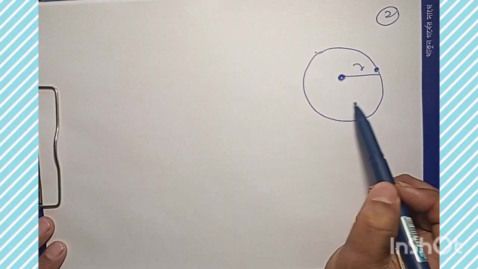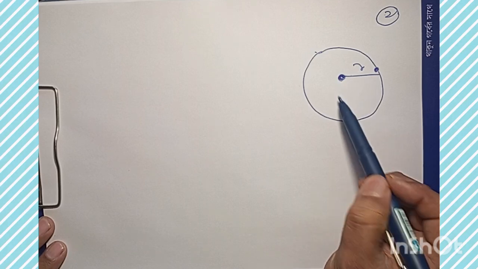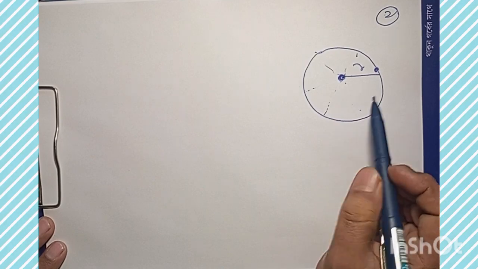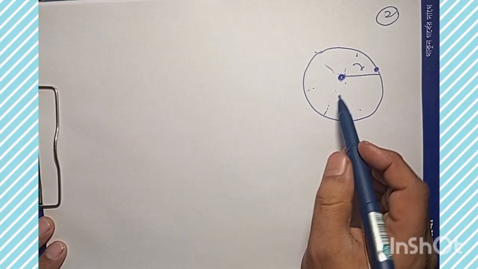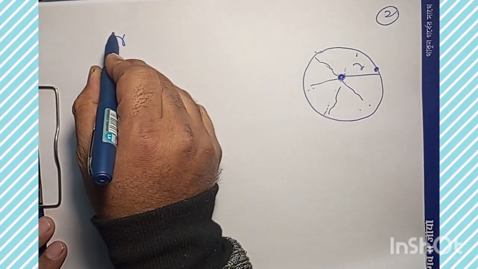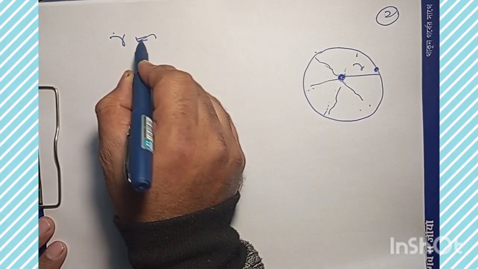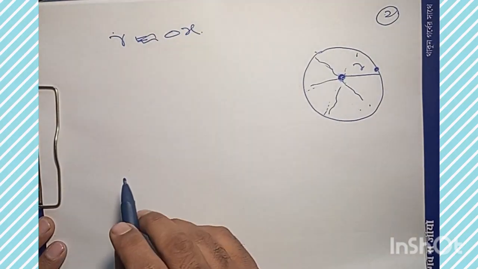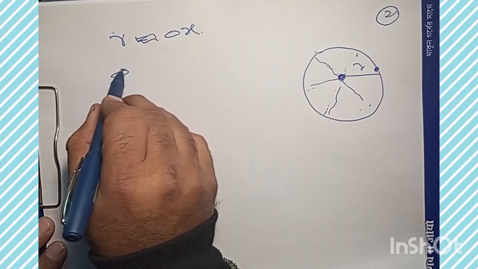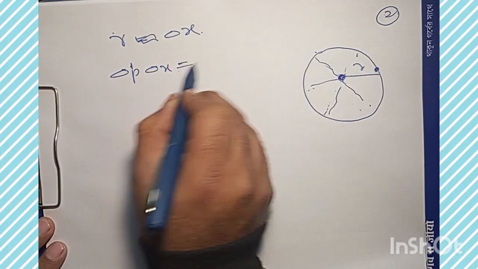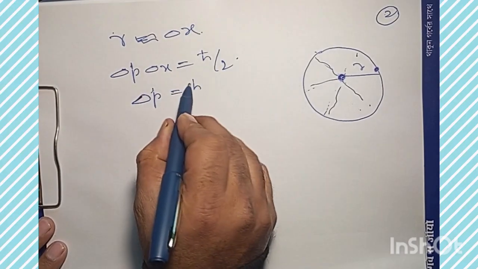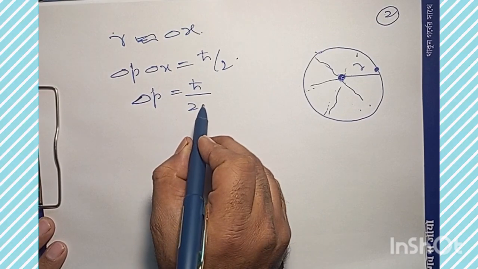Now, as the electron is inside this atom, it is located within this distance, right? So there is an uncertainty in the measurement of its position, and that uncertainty should be equal to the radius of this orbit. It should be nearly equal to delta x. Now, according to the uncertainty principle, delta p delta x is equal to h bar by 2, and so this delta p will come out to be h bar by 2 delta x.